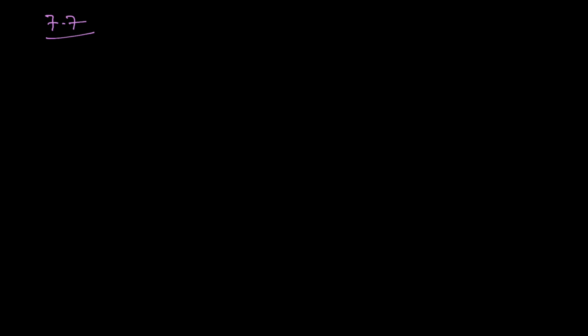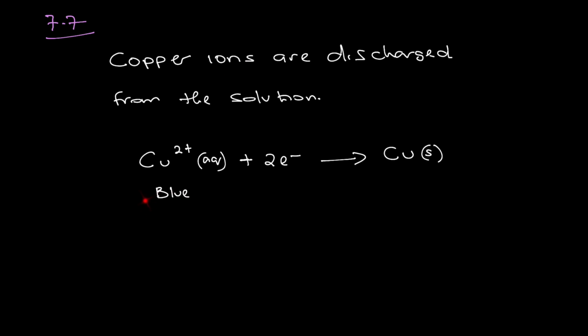Question 7.7. Copper nitrate solution is blue. Suggest why the blue color of the copper nitrate solution fades during the electrolysis. The copper ions, which is Cu2+, which is blue, are discharged from the solution, because they're gaining electrons and they become copper solid. So therefore the color blue disappeared. Question 7.8. Determine the number of atoms of copper produced when copper nitrate solution is electrolyzed for 20 minutes at a current of 0.6 amps. Give your answer to 3 significant figures.